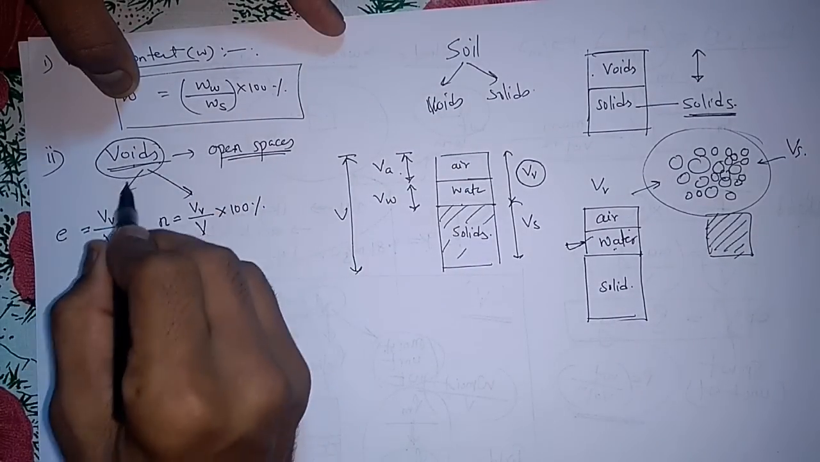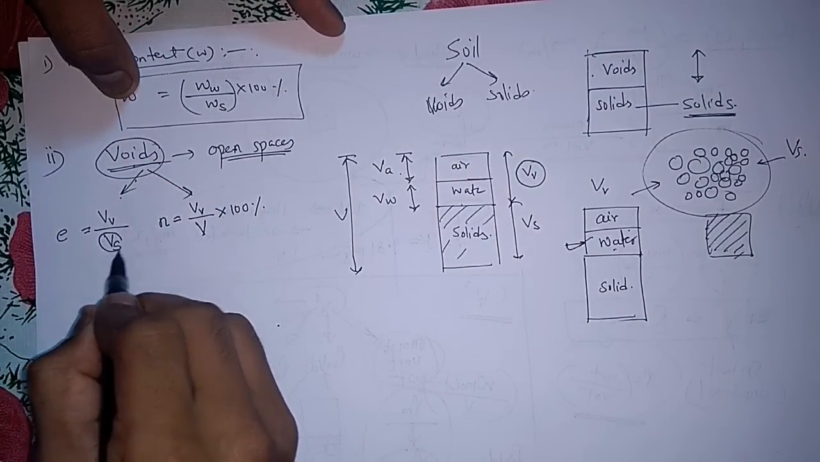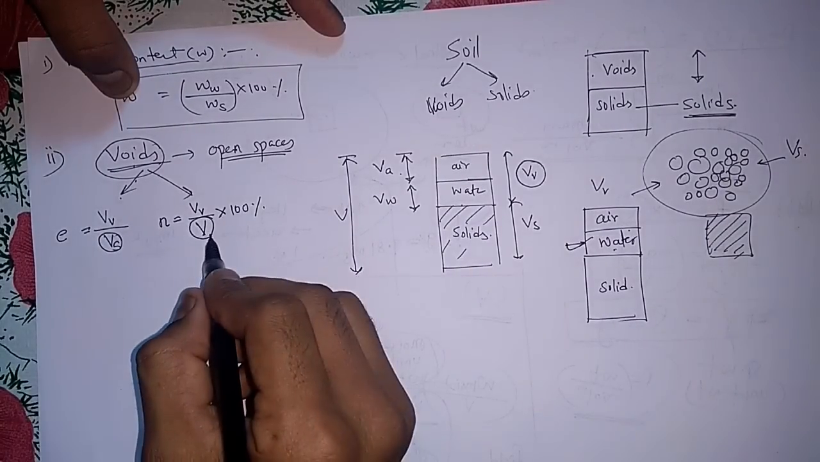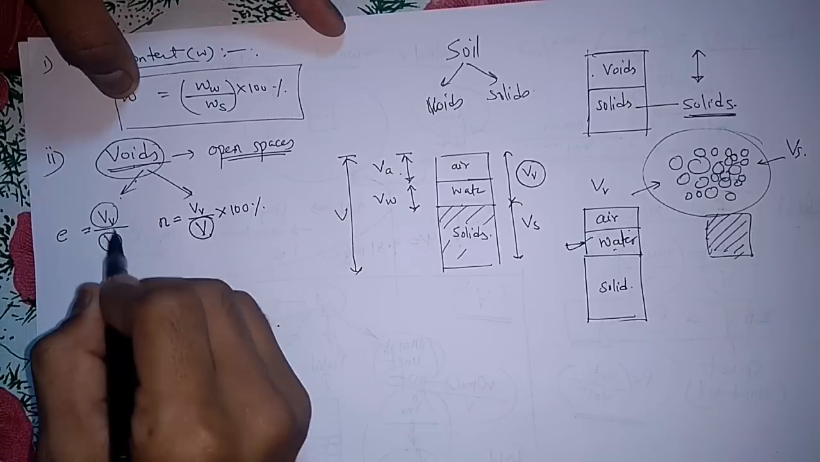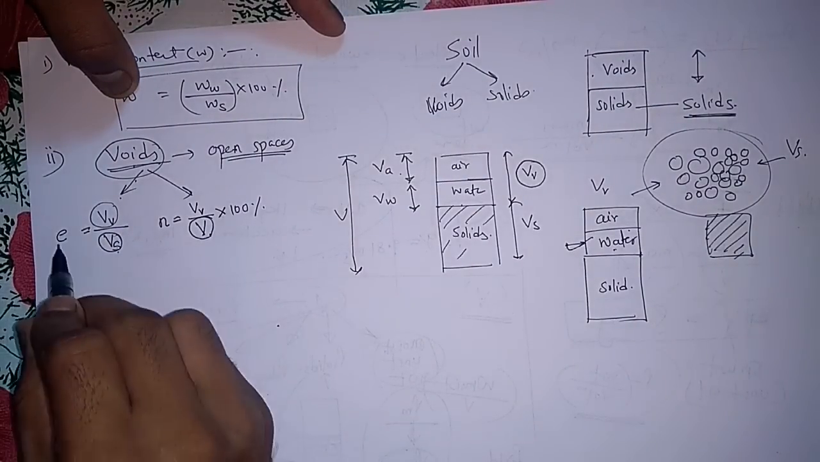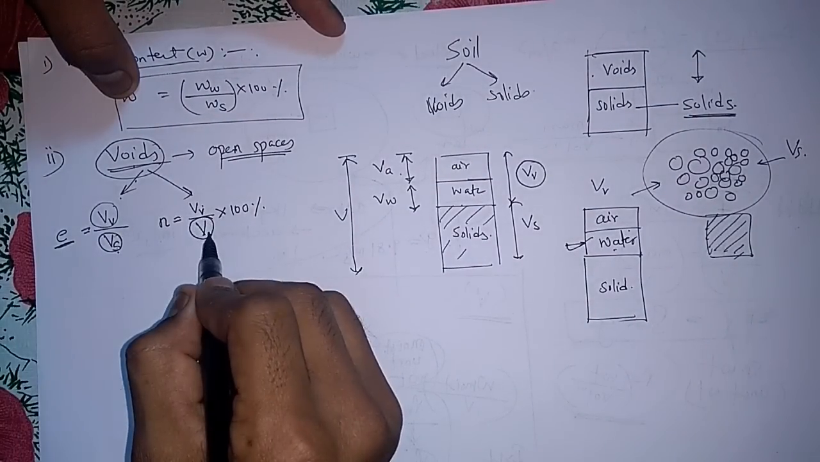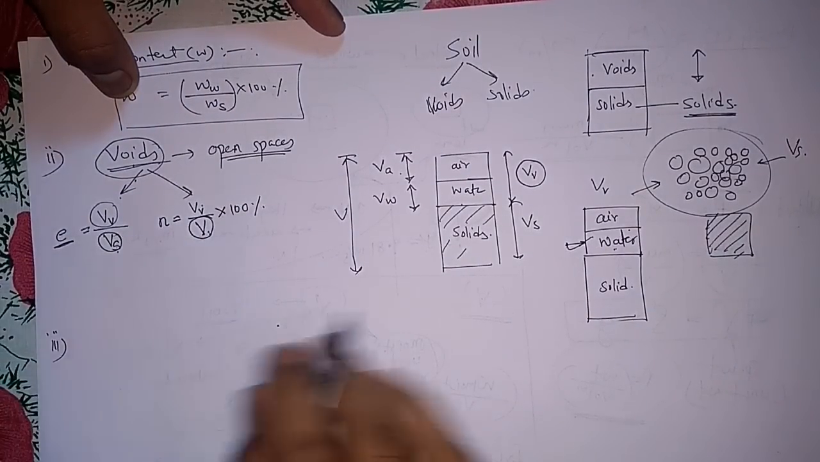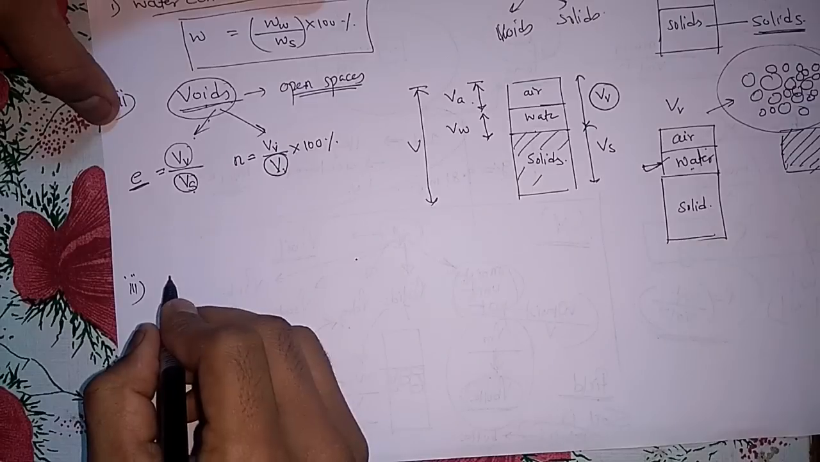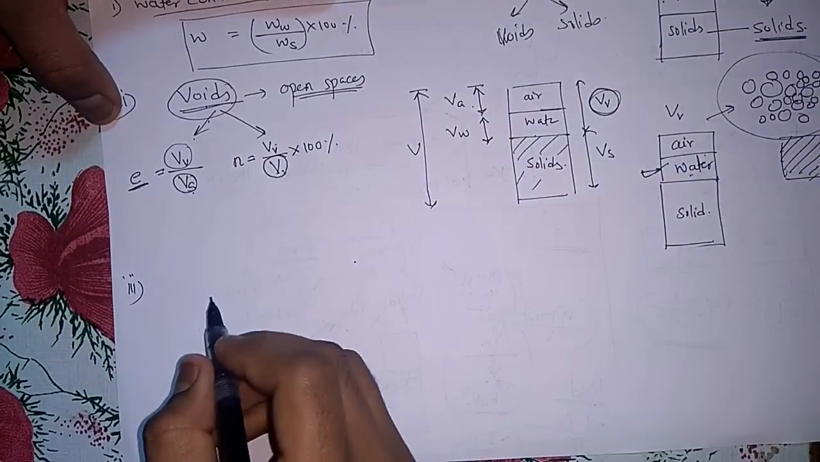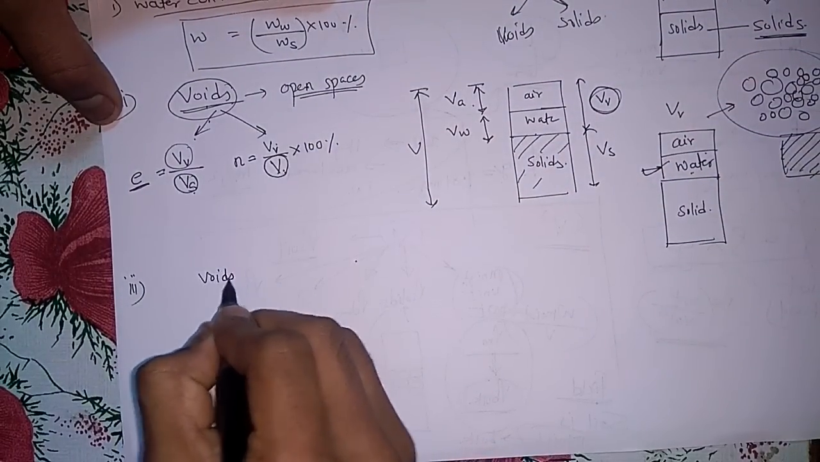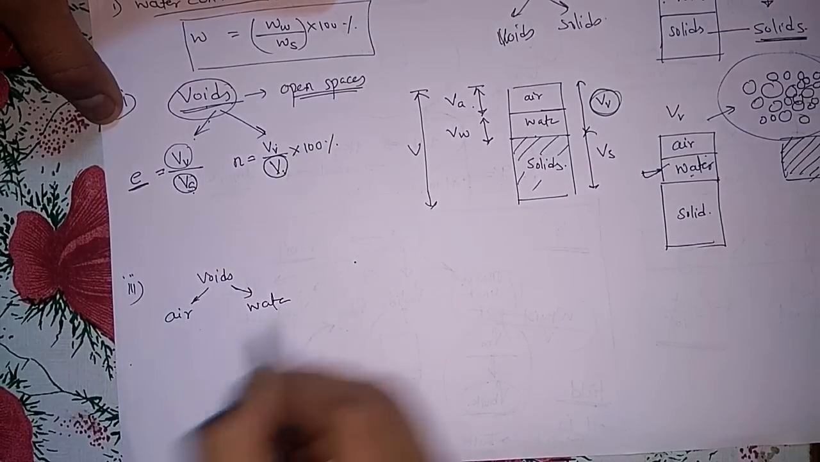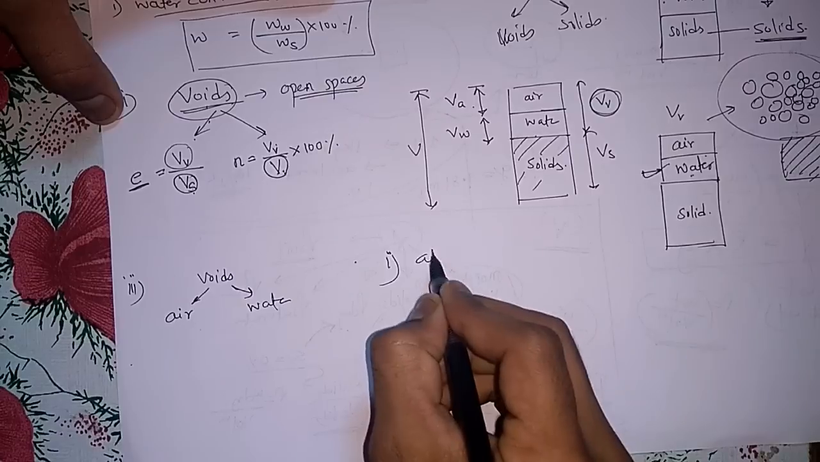So for voids you can consider solids and you can consider total soil. Whenever you compare the volume of voids with respect to solids, it is void ratio, and with respect to total soil it is simply porosity. Third, I must tell you about these voids. Now voids contain air and voids contain water. So basically we will cover air first.